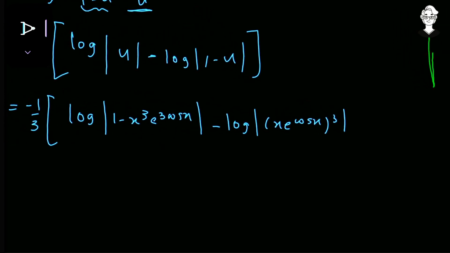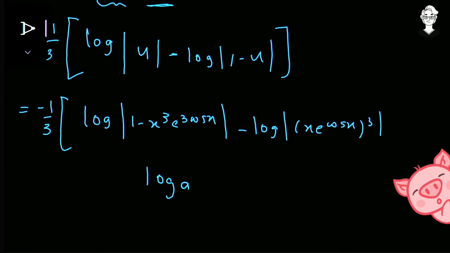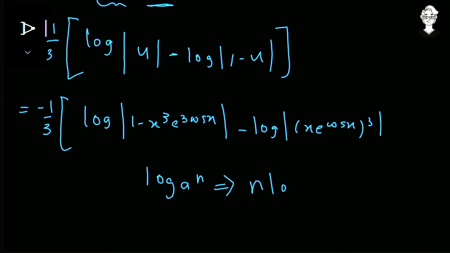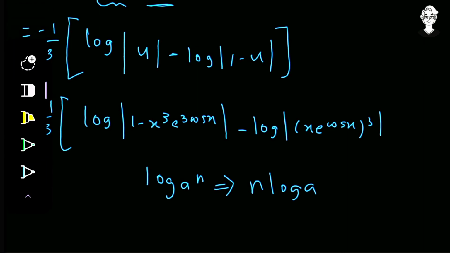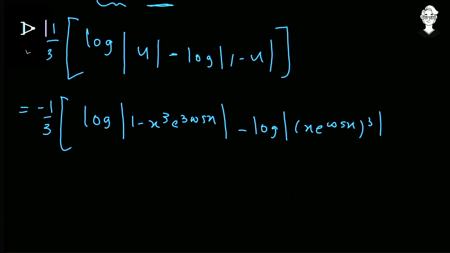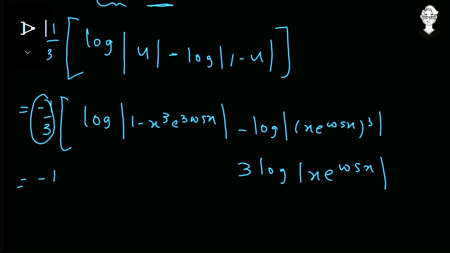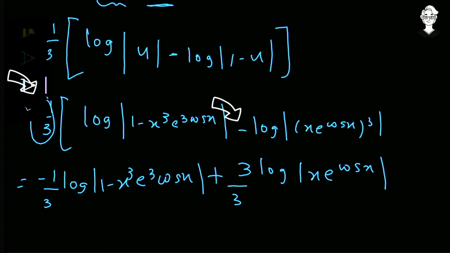Now remember the log rule. The log rule says that log of a to the power n is equal to n log a. So similarly over here, log of x e cos x the whole cube would turn out this way, log of x e to the power cos x, and this 3 will come out, that is 3 over here. Now I have to open the bracket with this negative 1 by 3. So over here it would be negative 1 by 3 log of 1 minus x cube e to the power 3 cos x, and minus and minus plus, and upon 3. So I can see 3 and 3 got cancelled out.